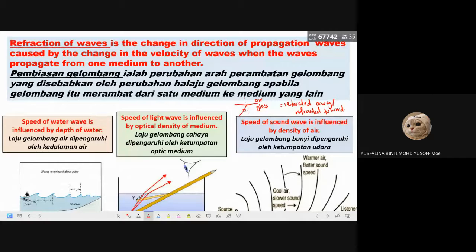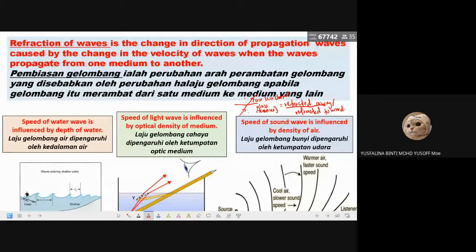Whether it's refracted away or refracted towards the normal. Towards the normal. Towards, alright, okay. So between glass and air, which one is denser? Glass. Okay, so this is denser and this is less dense, right? So when the light enters from the denser to the less dense medium, the light ray will be refracted away from the normal. Okay, so the answer should be refracted away.